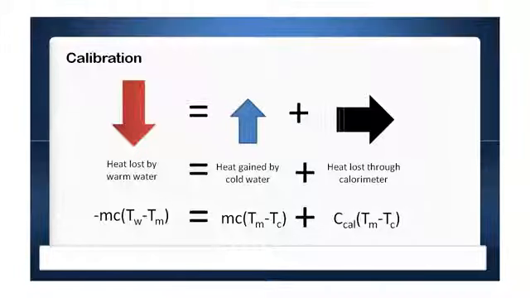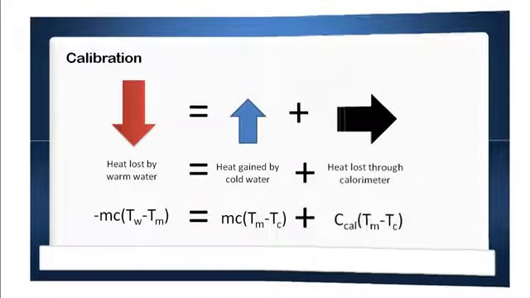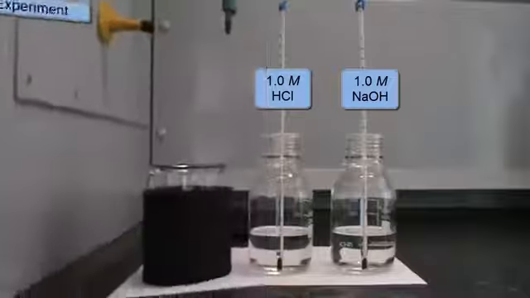So we see here the temperature of our mixture, Tm, is 25 degrees. So we can use this information to work out how much heat was lost through the walls of the calorimeter. This is done very easily using this calculation. We can say that the heat lost by the warm water is equal to the heat gained by the cold water plus the heat lost through the calorimeter. And knowing Tc, Tw and Tm, we can work out Ccal, the calorimeter constant. And this will allow us to work out how much heat is being lost through the calorimeter in a reaction.